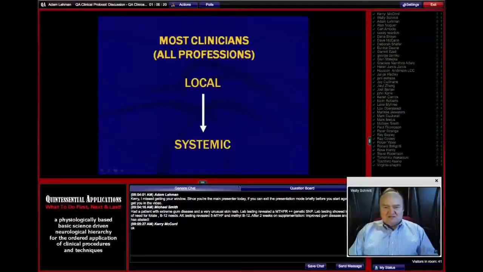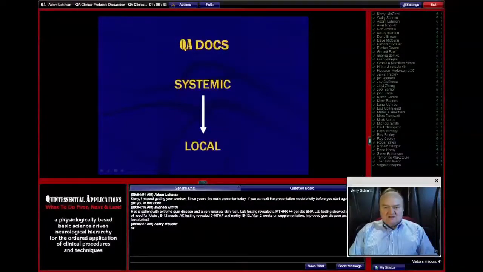What most clinicians in all professions do is start with the patient coming in with a local problem. They look at the local area, focus on that, and then tend to step back and look at more systemic issues secondary to the local problem. What we learn to do, and what our QA docs do, is look at the systemic issues first and clear the ones which may be contributing to the local problem, and then focus on the local problem after we've cleared the major systemic issues. Having done this, we find that many times the local problems are 70, 80, 90% better just from addressing the systemic factors.